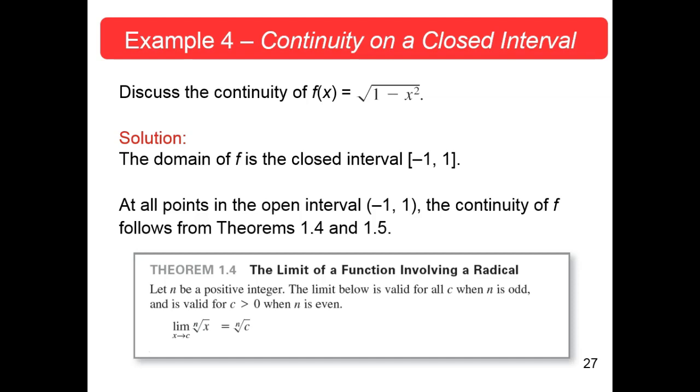So the limit as x approaches c of this is going to be that, as long as c is positive for even n, any value for odd n. That's theorem 1.4. Where does that come into play here? This would be for our problem up there, as x is approaching +1 or -1, or c equal to +1 or -1.